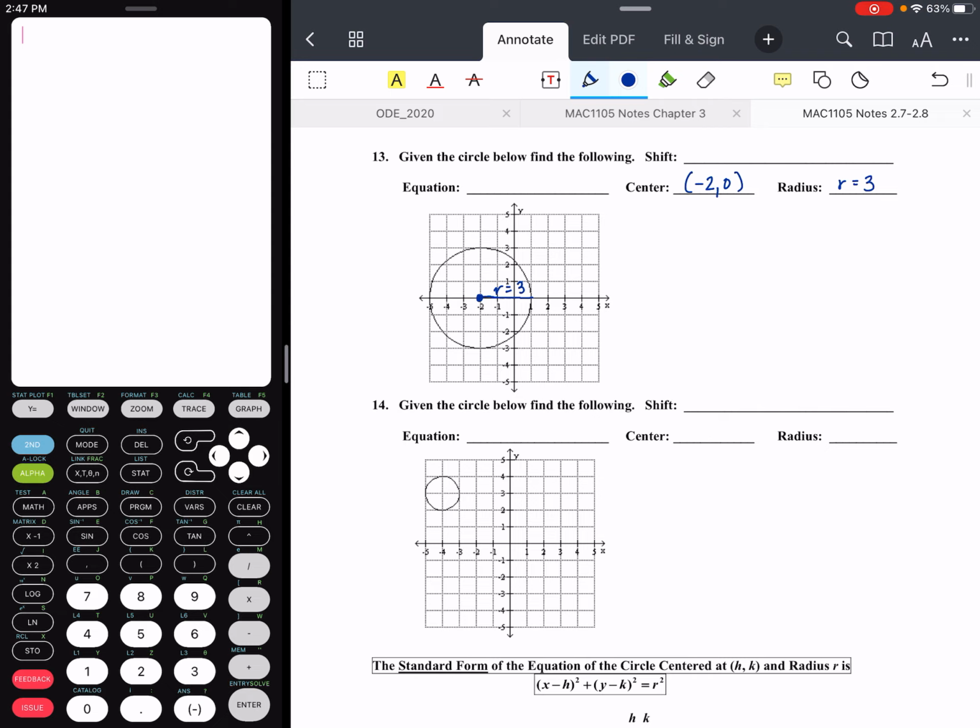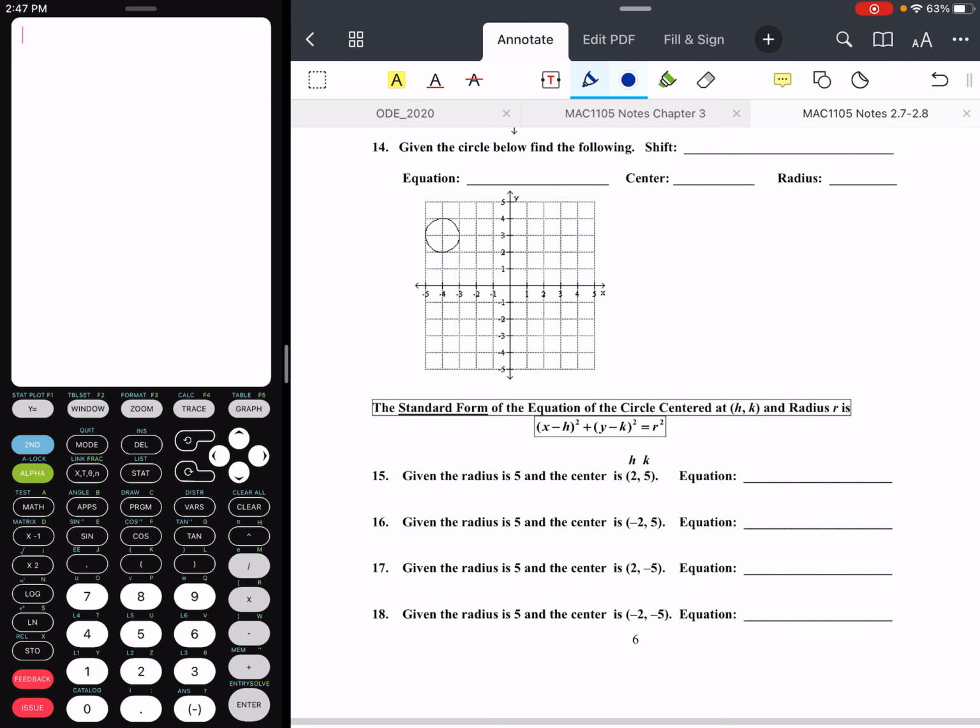The shift from the center of (0, 0), I would have to go to the left 2 to get to this new center. And my equation, since I have −2 for my x value, I'm going to have (x + 2)², opposite sign, plus in the middle. And then I don't need parentheses there because my y isn't shifted, so just plain old y squared equals r squared, which would be 3 squared, which would be 9. So my equation of that circle on the graph is (x + 2)² + y² = 9.